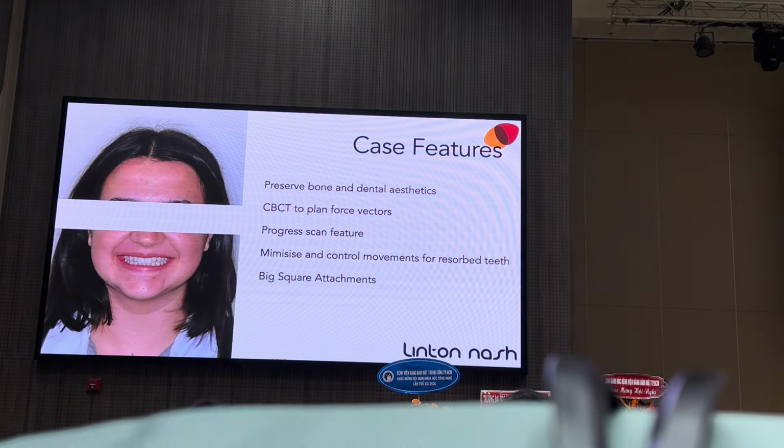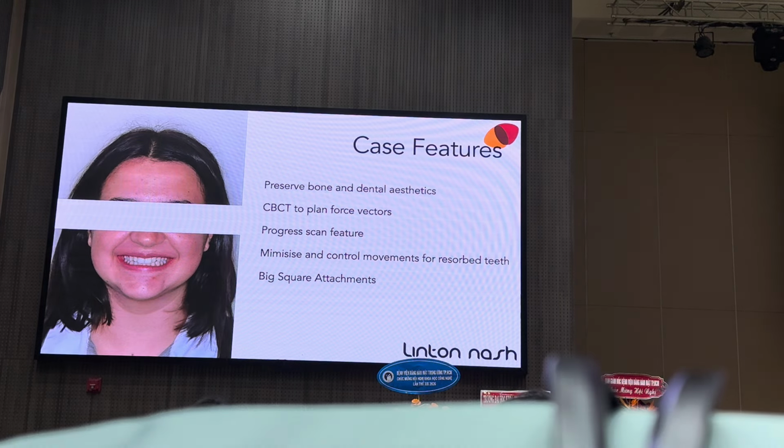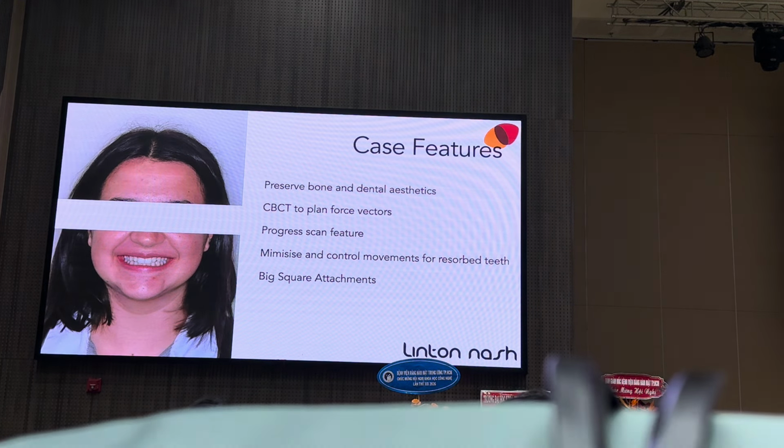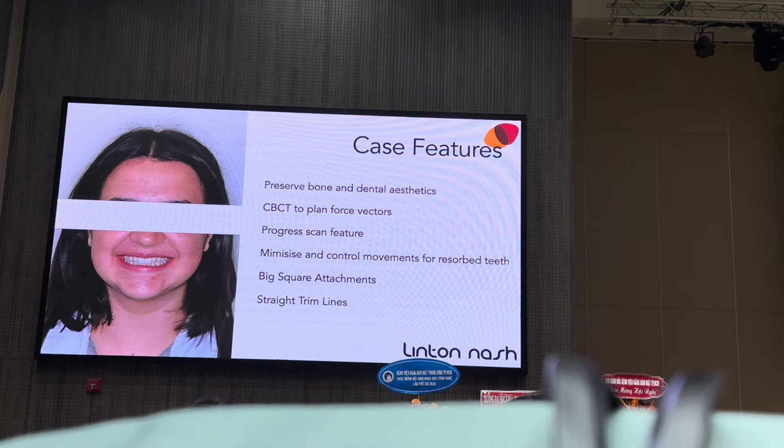Big square attachments. If you take anything away from my research and all the stuff I do, you want your attachments to be big and square. Forget about optimized attachments. They just don't work. Straight trim lines put the force on as well as it possibly can. Scalloped aligners reduce the application of force on those teeth, and there are about 16 research papers now showing that.